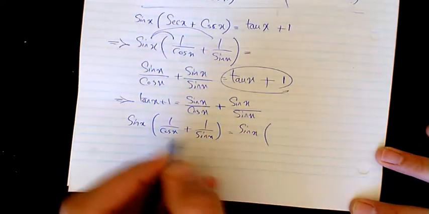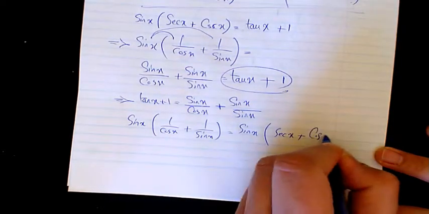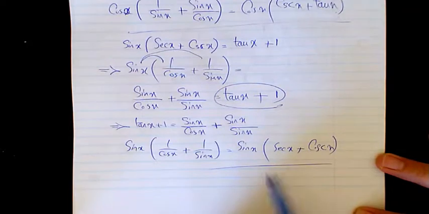So it's going to be sine x, 1 over cosine is secant x, 1 over sine x is going to be cosecant x. So that's what you have here.